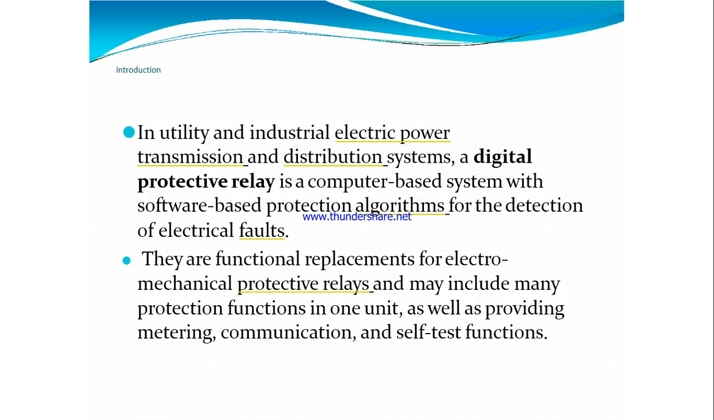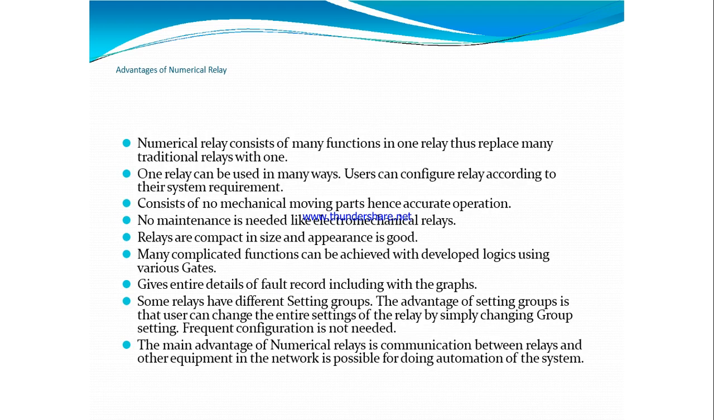In utility and industrial electric power transmission and distribution systems, a digital protective relay is purely a computer-based system with software-based protection algorithms for earth fault detection. They are functional replacements of electromechanical protective relays, and can also be used for metering, communication and self-test functions. A numerical relay may consist of many functions in one relay, so it replaces many traditional relays. One relay can be used in many ways.